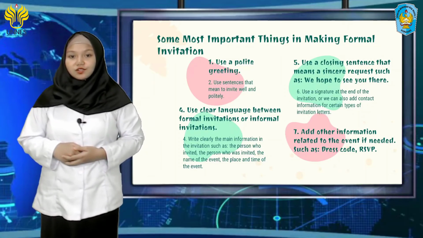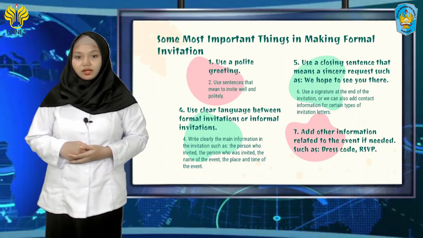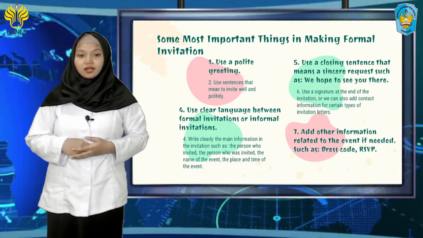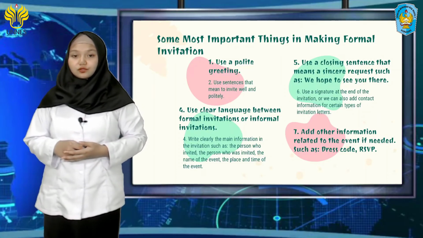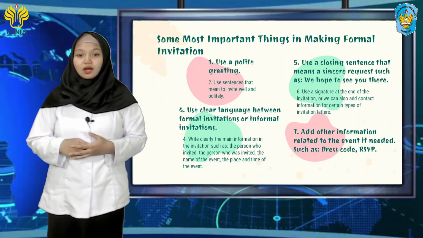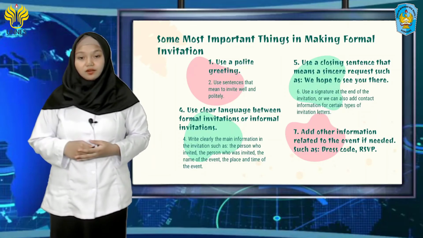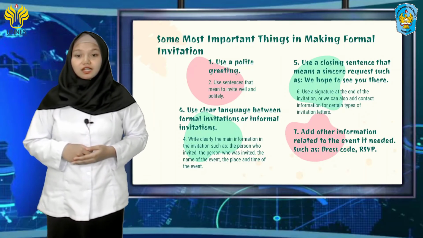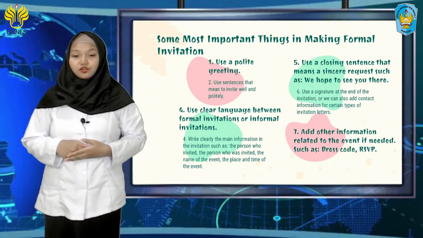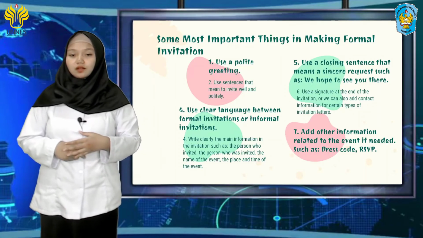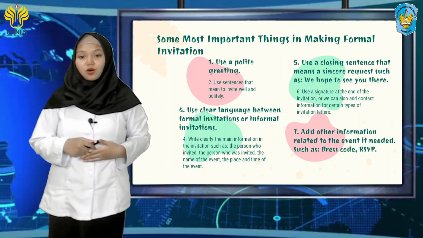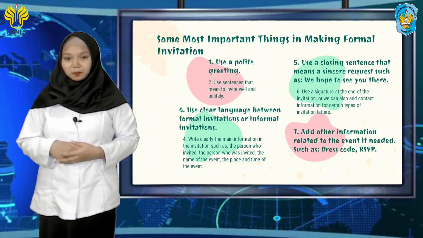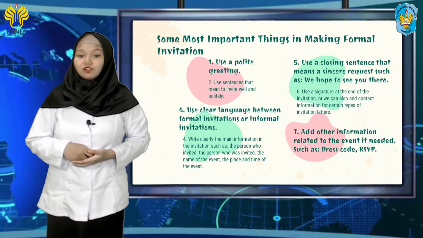And then number two, use sentences that mean to invite well and politely. So you are expecting their presence at your event. So you have to be polite, yeah, because you request their presence to your event. Okay. And then use clear language between formal invitation or informal invitation. Yeah, you could emphasize the sentences that you use in the formal and informal invitation. And then you could write clearly the main information in the invitation.